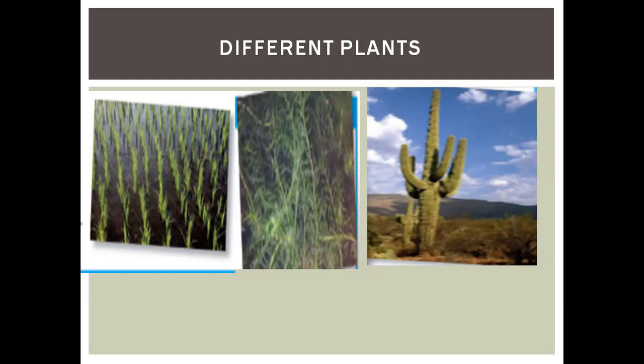Then on the third we have cactus. Cactus needs a habitat which is very hot. It needs light, and it needs very little water to survive. As I have told you, some of the plants need lots of water and some of the plants need little water to survive. Cactus is one of them. It stores water inside its body and it can survive with a little amount of water, whereas the rice plant or pondweed needs lots of water to survive.